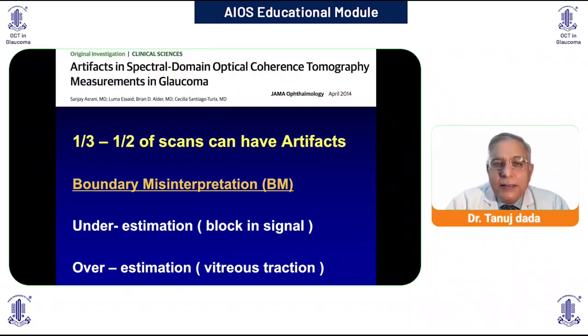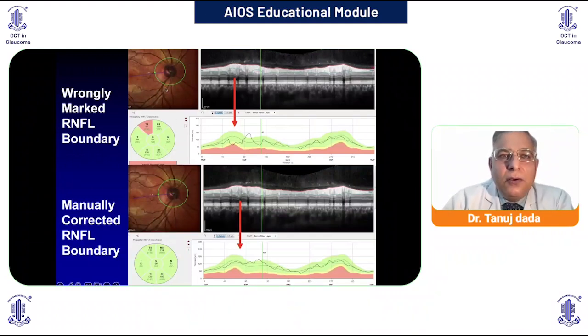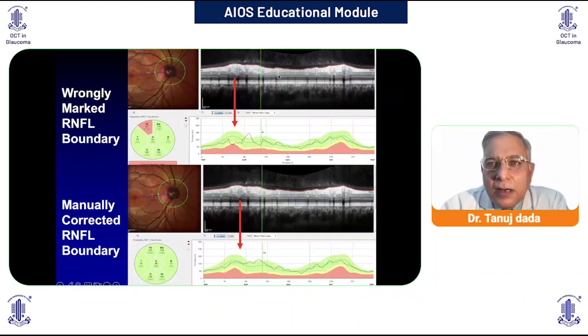Now here you can see a patient diagnosed with glaucoma because the optometrist is doing the scan and you are seeing the report. Instead of that, when the scan is being done, you should see where the algorithm has marked the retinal nerve fiber layer. Now, this defect is not due to glaucoma, it is due to wrong marking of the retinal nerve fiber layer.